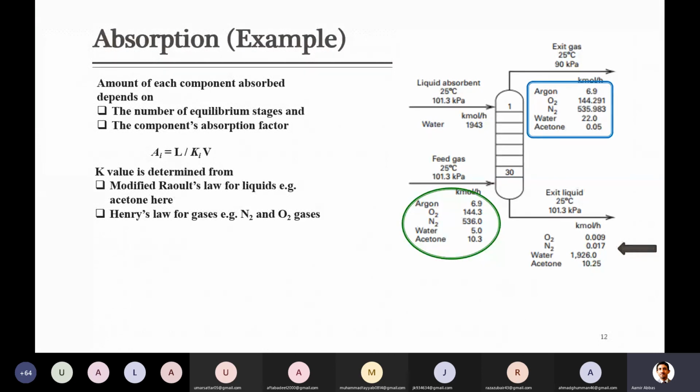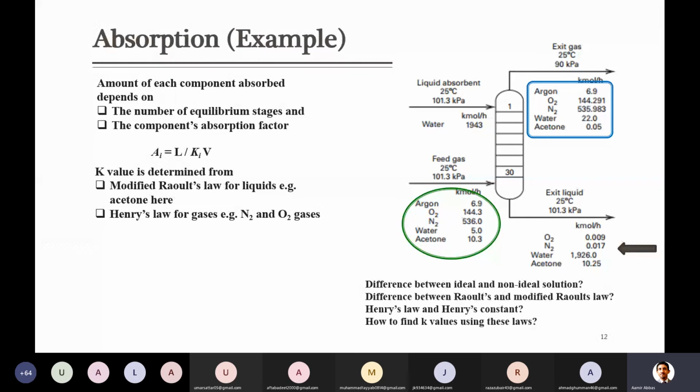You can go there and revise it, but just quickly for your information: K values for liquids we determine with the help of Raoult's law, and hopefully you know its main equation. But sometimes if the concentrations are very low, then modified Raoult's law is used for determining the K value. While for gases, for example, here the gases are nitrogen, oxygen and argon, in that case you usually use Henry's law for the determination of these K values.